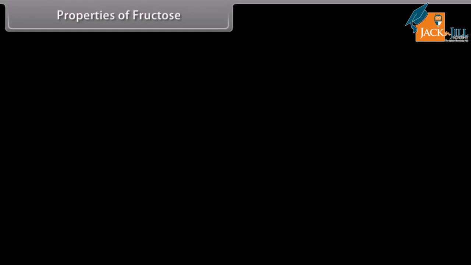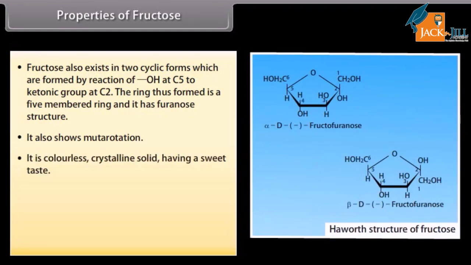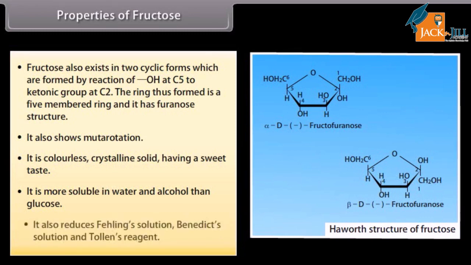Properties of fructose. The important properties of fructose are the following. It also exists in 2 cyclic forms which are formed by reaction of the OH at C5 with the ketonic group at C2. The ring thus formed is a 5-membered ring and it has furanose structure. It also shows mutarotation. It is a colorless, crystalline solid with a sweet taste. It is more soluble in water and alcohol than glucose. It also reduces Fehling's solution, Benedict's solution and Tollens reagent.